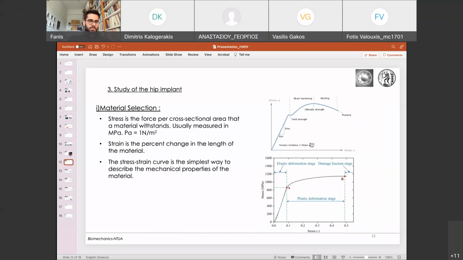So moving on, just a quick recap of material properties. I'm sure you all have gone through this, just in case you need to refresh them. Stress is essentially force per cross-sectional area, and we use stress and strain in order to make things dimensionless. And the stress-strain curve is the simplest way to describe the mechanical properties of the material.